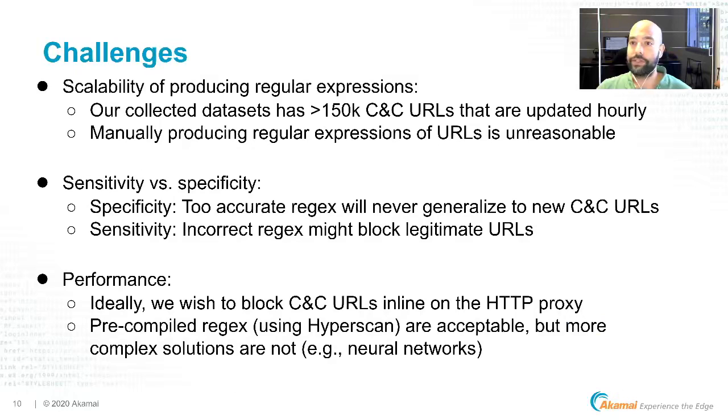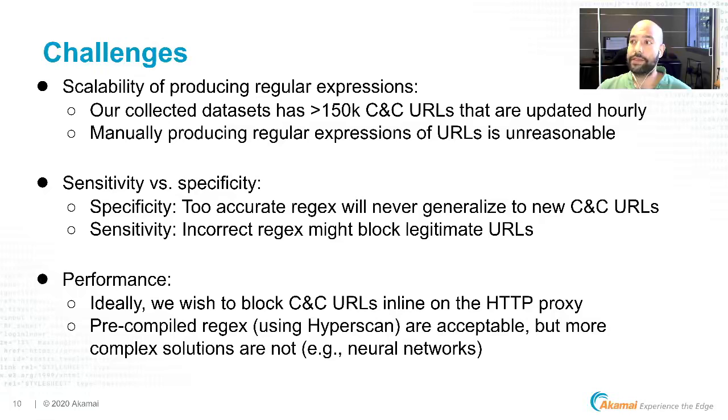There are several challenges for reaching that goal. The first challenge is that we start by collecting a data set of familiar and known command control URLs. The data set that we compiled thus far contains more than 150,000 command control URLs that we want to learn from and generalize. So this poses a challenge of scalability for such a system. Moreover, these data sets are updated on an hourly basis whenever new C&C URLs are emerging.